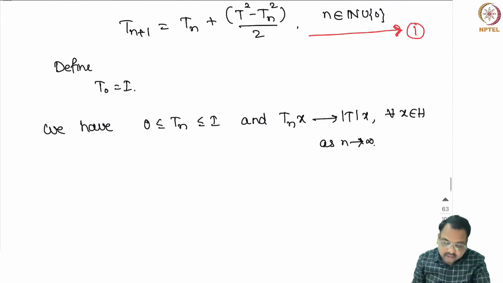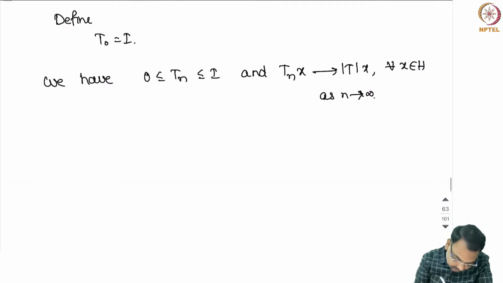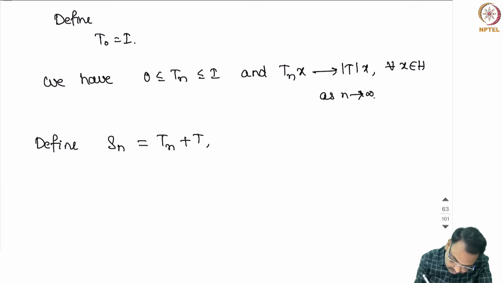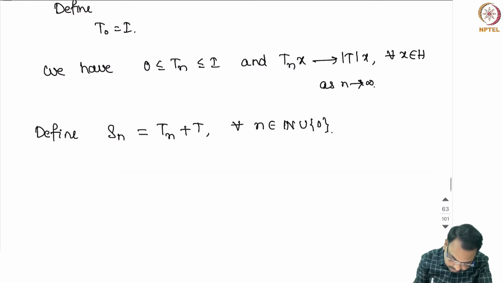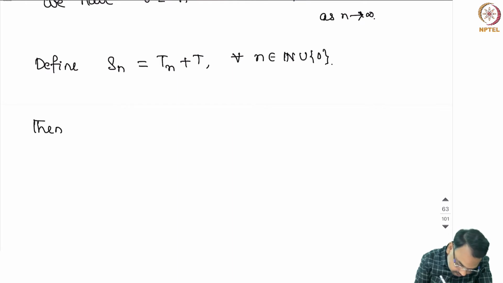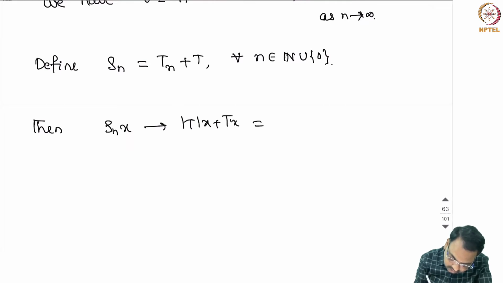Now we want to actually approximate T plus. So T plus is nothing but mod T plus T by 2. Hence we can write down Sn, define Sn as Tn plus T for every n in N union 0. Then we can easily show that Snx converges to mod Tx plus Tx, that is nothing but 2 times T plus x for all x in H.